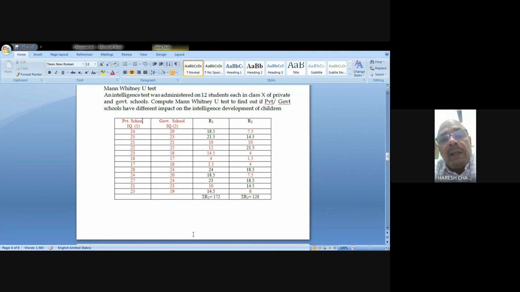After you give the test of intelligence, you go for this Mann-Whitney U test. Now your result pointed out that yes, private schools have better scope for intelligence development of children than government schools. Now someone will challenge you: can you give a 100% assurance about this? Suppose I ask you, can you give me a 100% guarantee about your conclusion? Can you say it is 100% right?